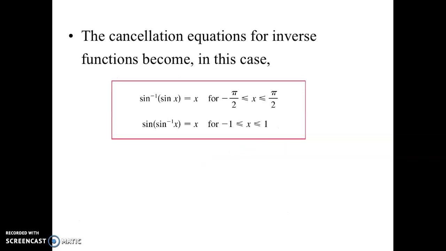The cancellation equations for inverse functions become, in this case, that if I take the inverse function of a sine function, remember an inverse function will undo itself, this will be true only if my angle is between -π/2 and π/2, because we can only do this in the limited case where I have a horizontal line test passing. And if I take the sine of an inverse sine function, this will only be true if my value is between -1 and 1.